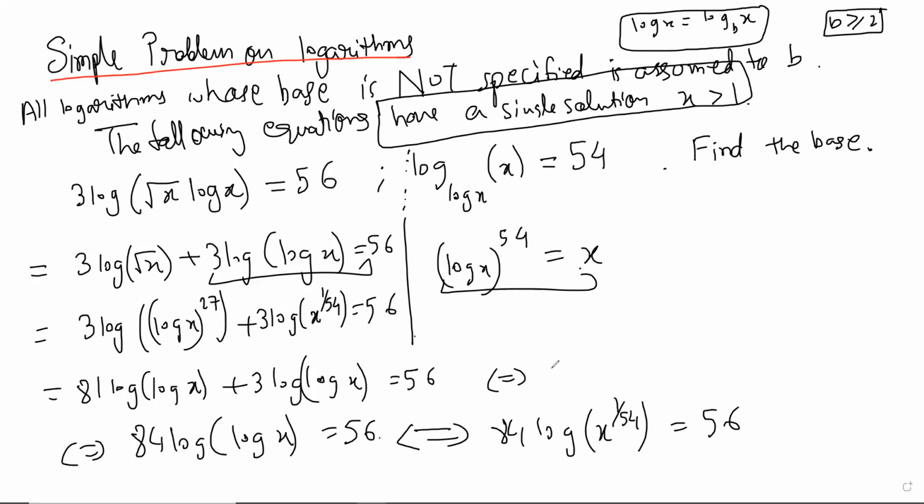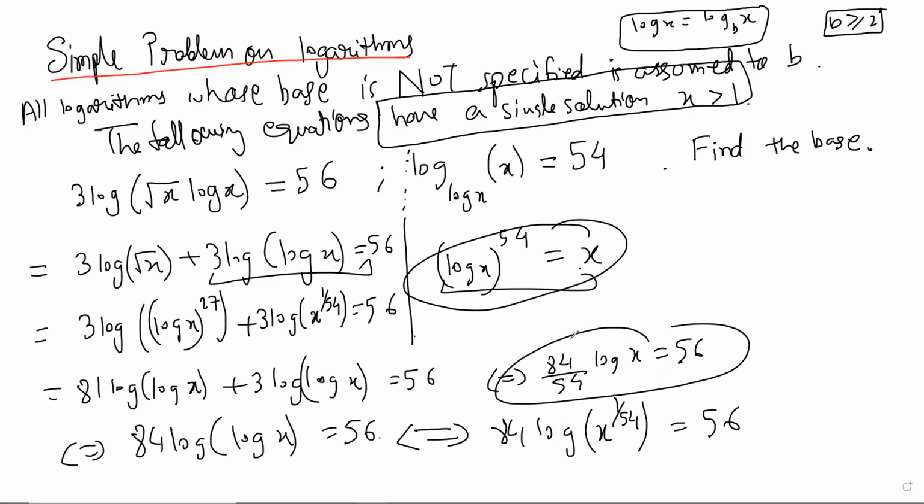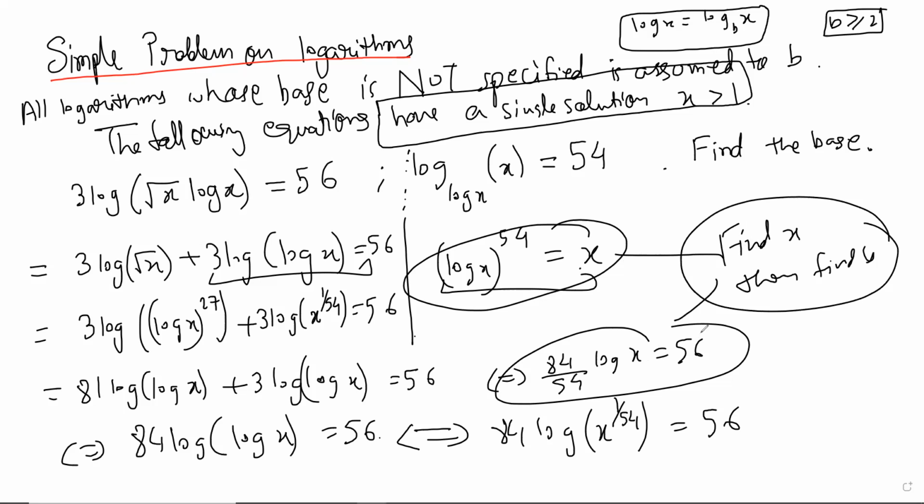And this is 84 by 54 log x is equal to 56. Okay. Then we can find the x, right? We have this equation also, and we have this equation also. So you have the x, so you can find the x. So find the x, then find b. Then you can find b very easily. Please complete it. See, it's a very simple question.